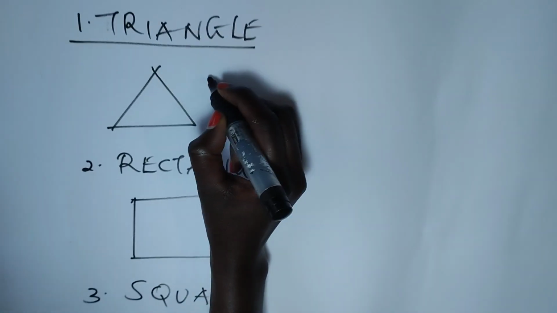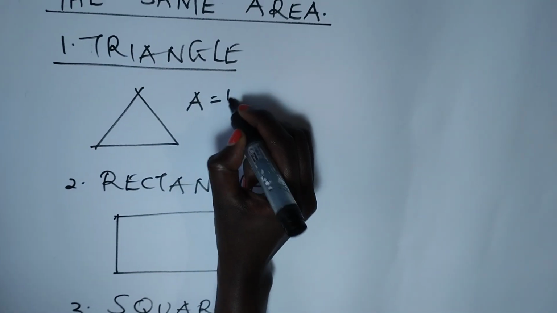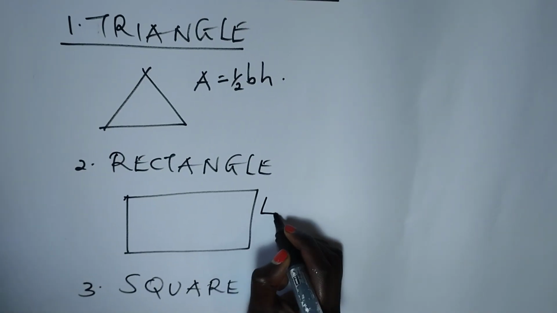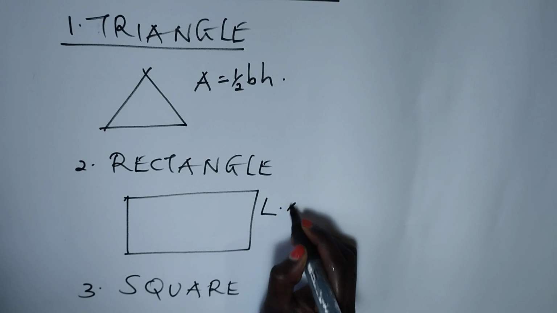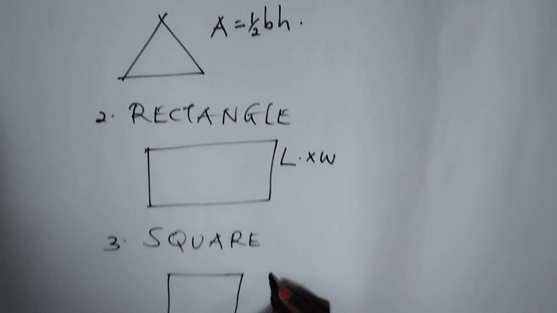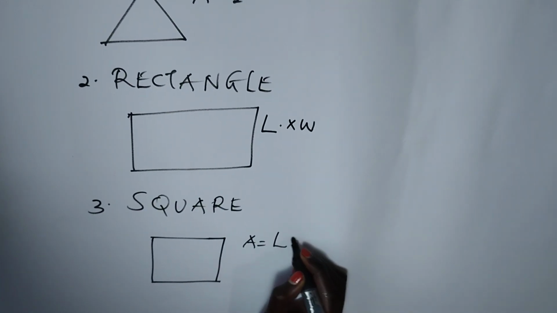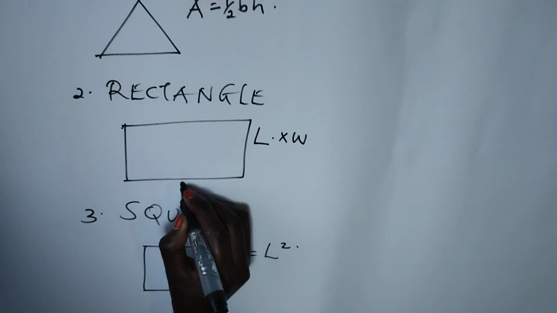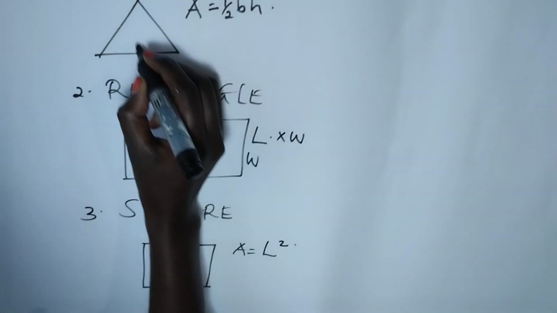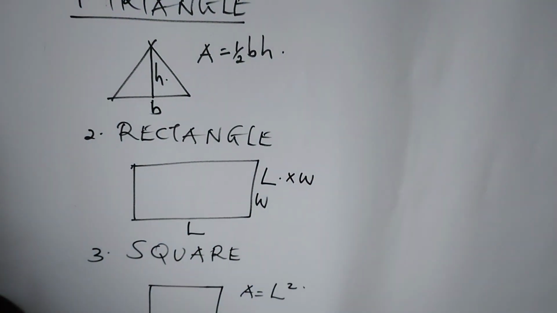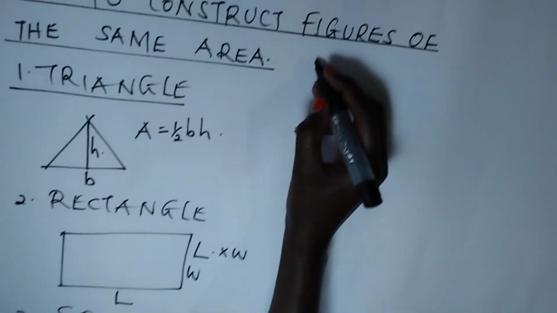So we all know that the area of a triangle is a half base times height. The area of a rectangle is length times width. And the area of a square is L times L, which is L squared. Here is the length, here we have the width, this one is your height, and here is your base.